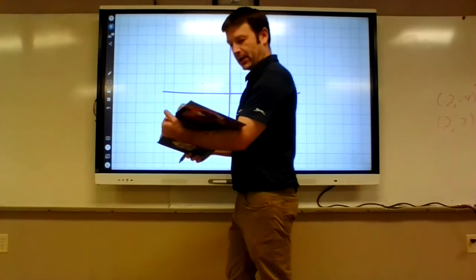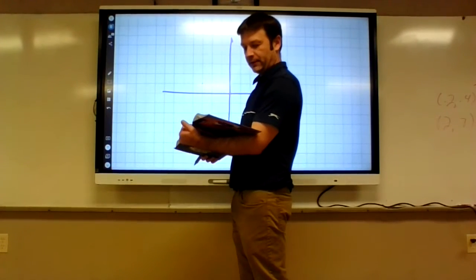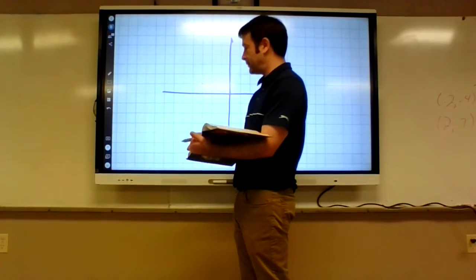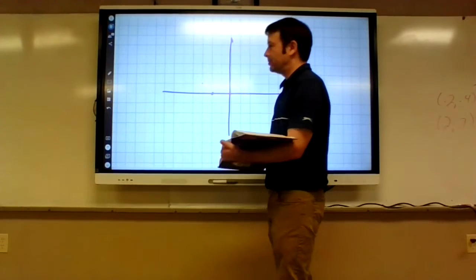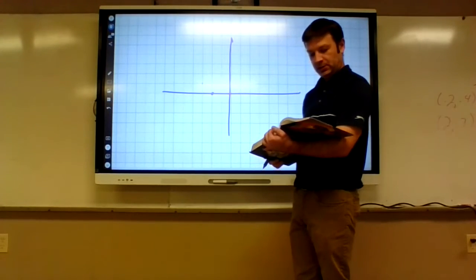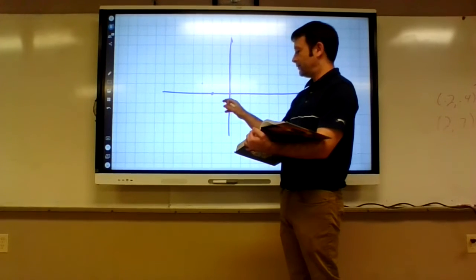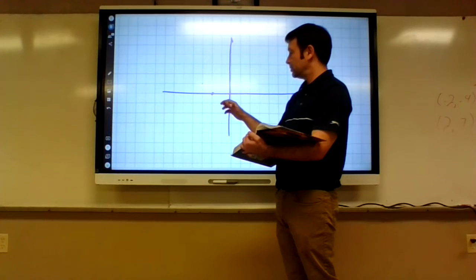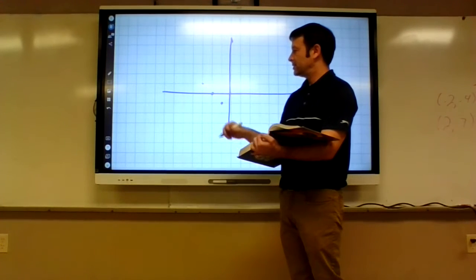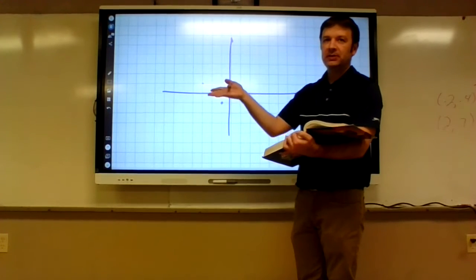So at -2, when x is -2, the function is at 0, right? So it's still going to be at 0 when you flip it. And at -1, the function's at +1, so it's going to go down to -1. You guys understand what I'm doing here? Flipping.